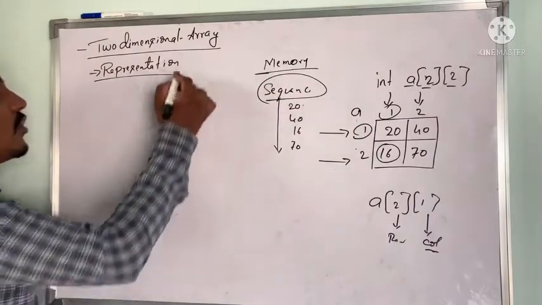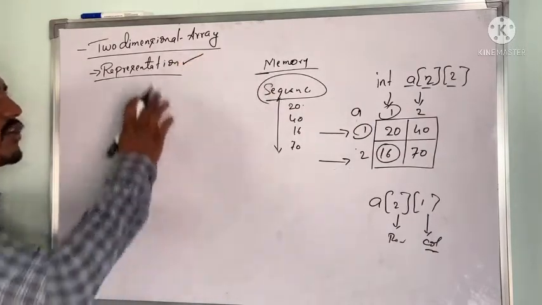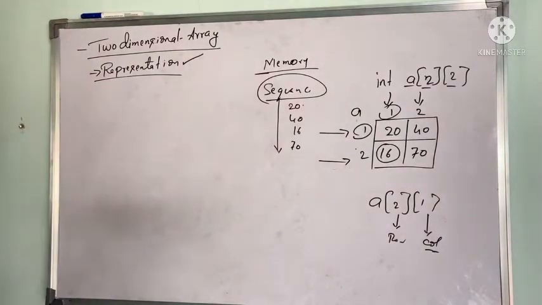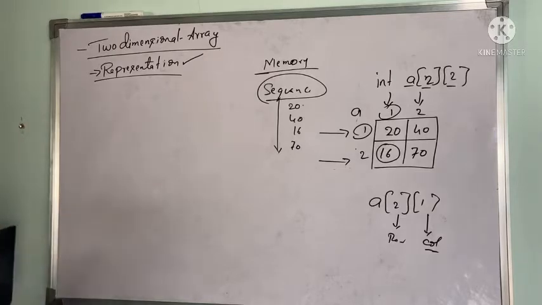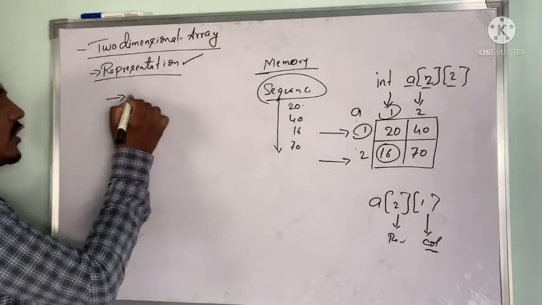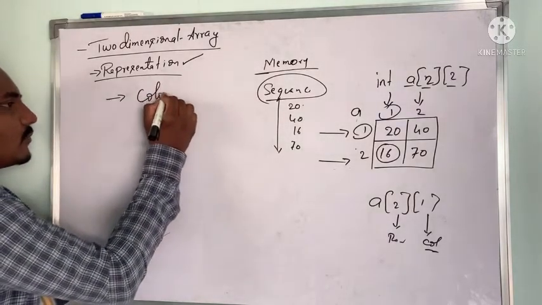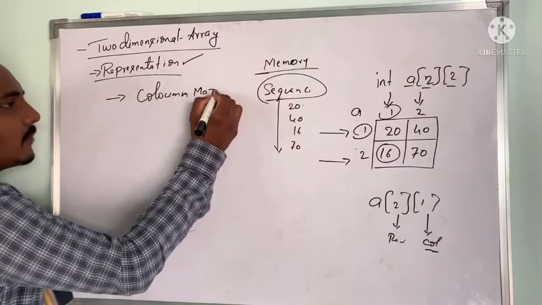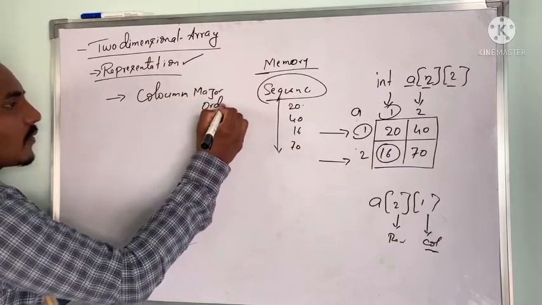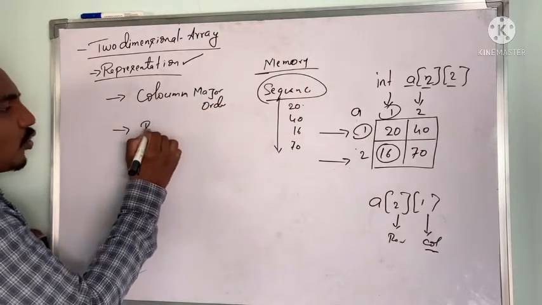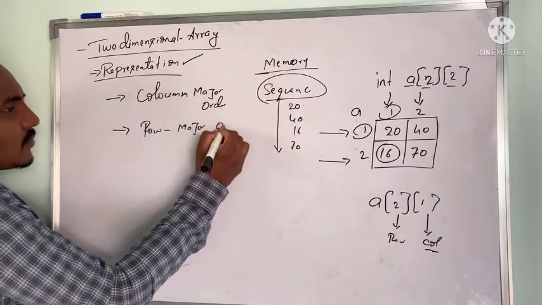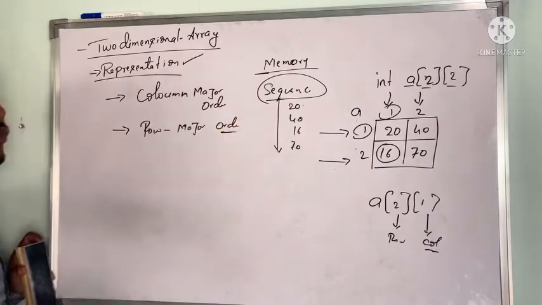Okay, so how is it represented in memory? Whenever you are going to create a two-dimensional array, how is it going to be represented in memory? It is going to be represented in two ways. One is called column major order, and the other one is called row major order. So column major order or row major order.